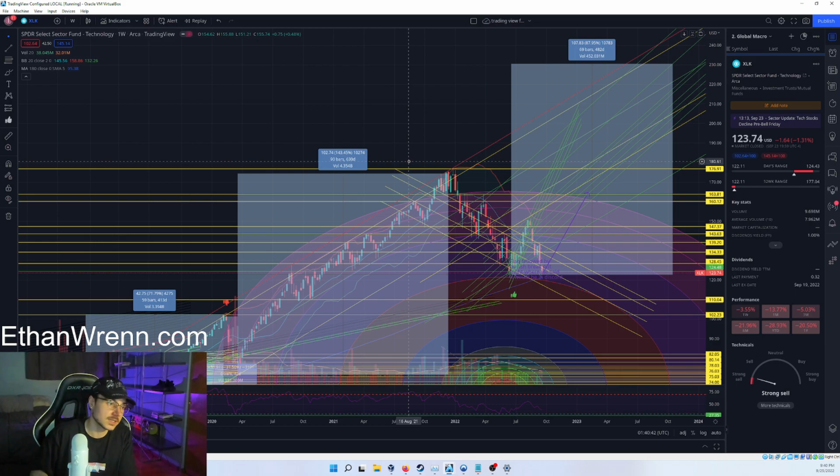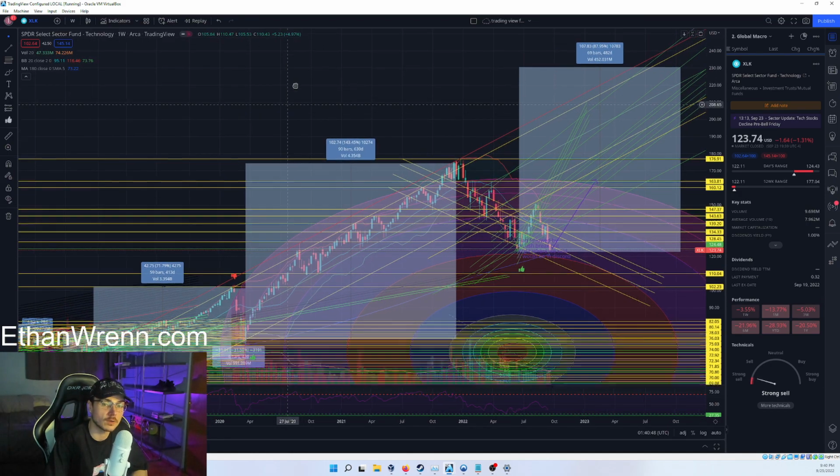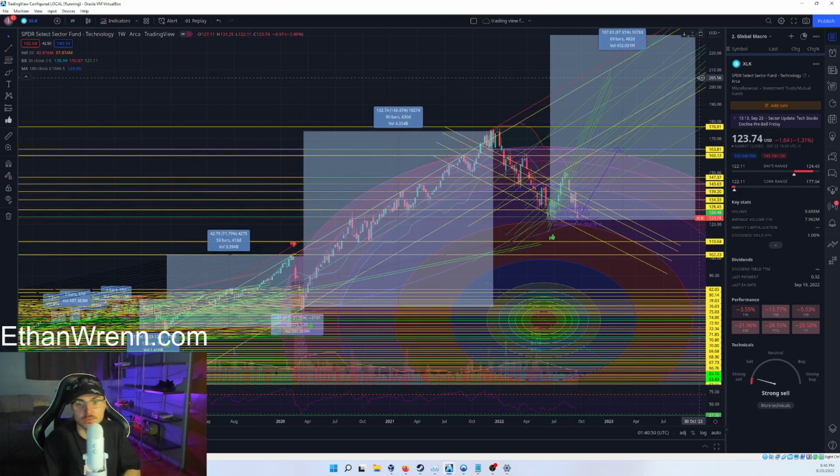So we're going to move into our next symbol here. Hope you guys like this one. I think it's great. Again, it tends to outperform a lot of other sectors, so it's one to keep your eye on.